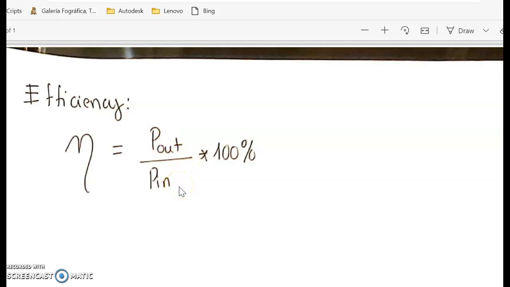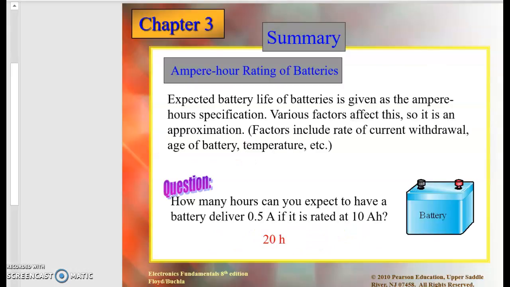We want to measure how much we are losing, because ideally this should be 100%, but in reality we always lose something because we have heat, we have noise, we have different elements that are taking our efficiency away. So 95 percent and above is what is considered a good value for efficiency.